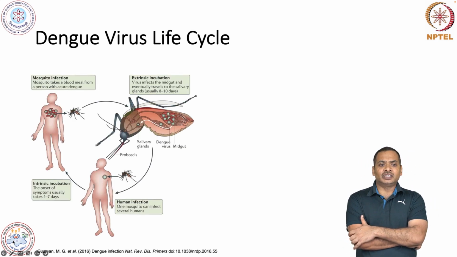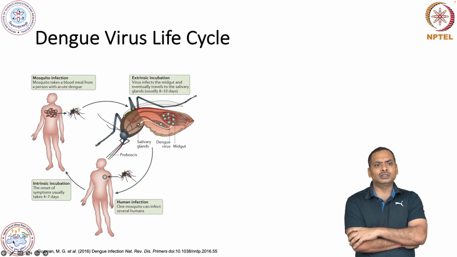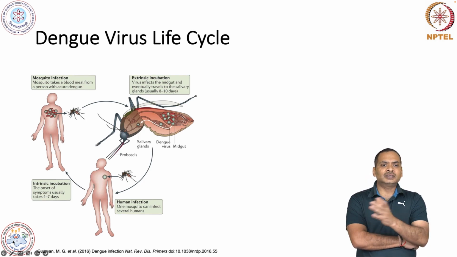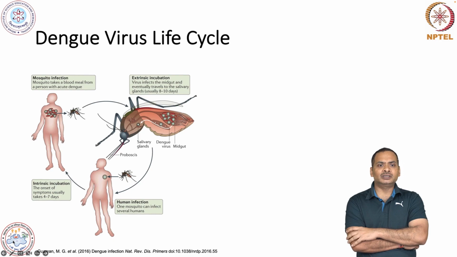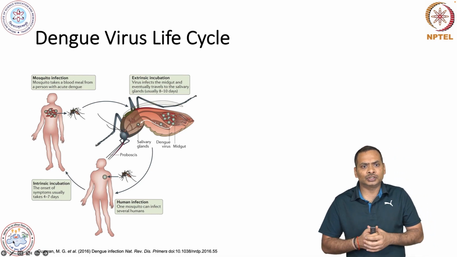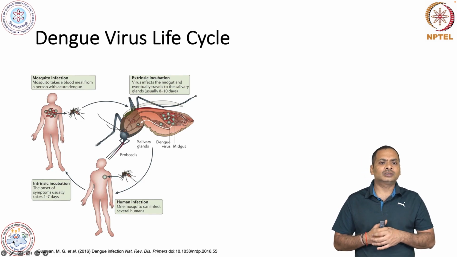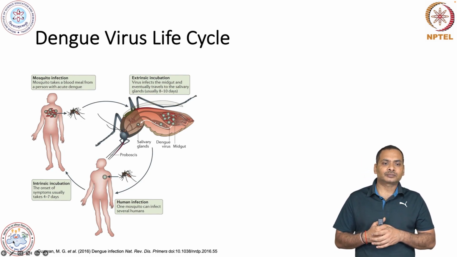So, the dengue virus life cycle. Here you can see there is a mosquito, and the mosquito takes a blood meal from a person with acute dengue. Then there is an extrinsic incubation period where the virus infects the midgut of the mosquito and travels to the salivary gland. Over there it usually takes about 8 to 10 days, and these viruses will multiply.